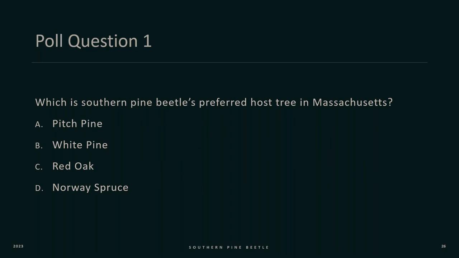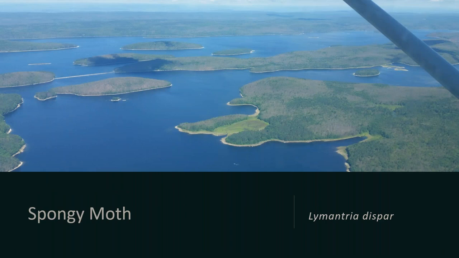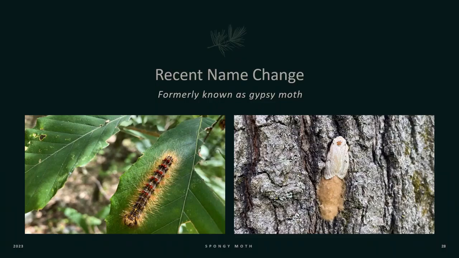So kind of jumping from two of our newest threats and concerns to one of our oldest forest health issues and invasive insects we have, which is spongy moth, the Lymantria dispar caterpillar. So for those of you that hadn't heard, it had a recent name change.